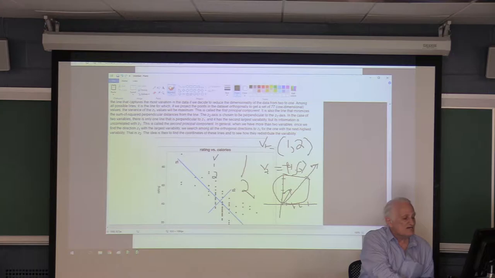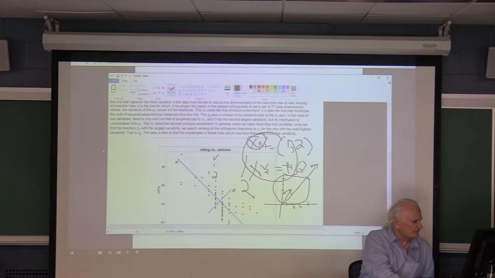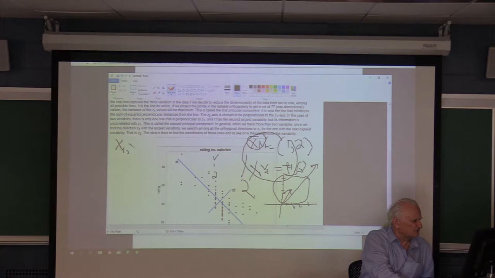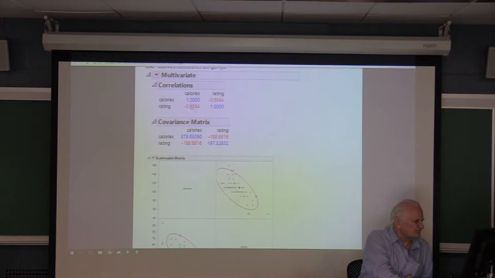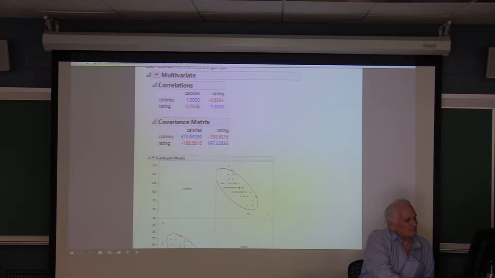If I initially have these two vectors, V1, V2, call this X1, call this X2. So initially, you may have X1 and X2 variables, right? And this could be calories, this can be rating. And they're not perpendicular. They're not fully independent. And when I look at this right here, this is how the graph looks now.